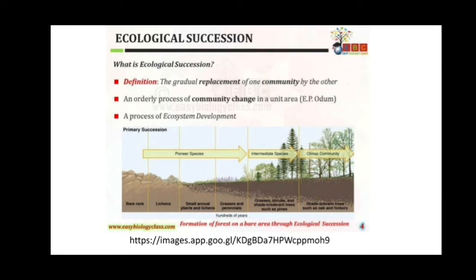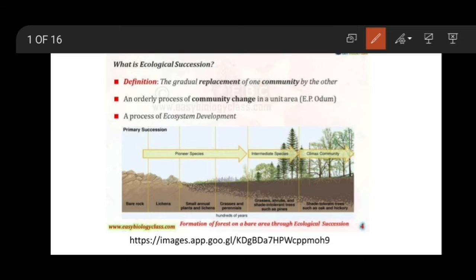Ecological succession is the gradual replacement of one community by another, an orderly process of community change in a unit area, a process of ecosystem development. Now you can see here, the primary succession shows the pioneer species like lichens. Next is the intermediate species, and after that the climax community. Grasses and shrubs are the intermediate, and trees are the climax community.